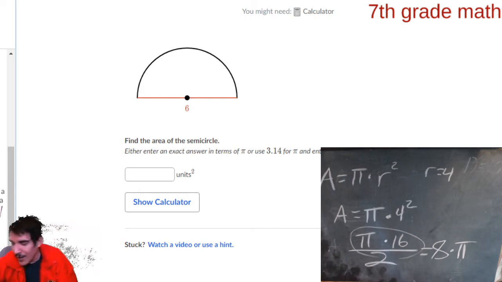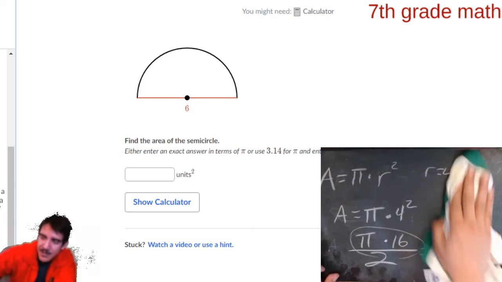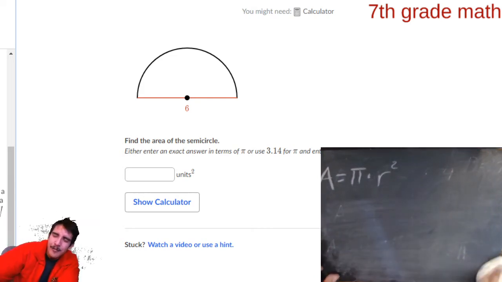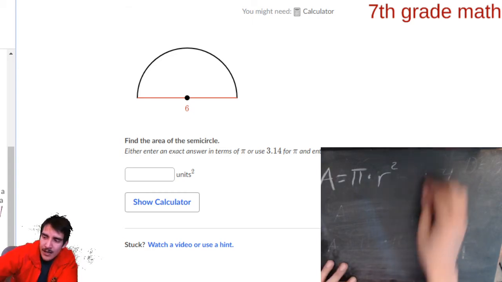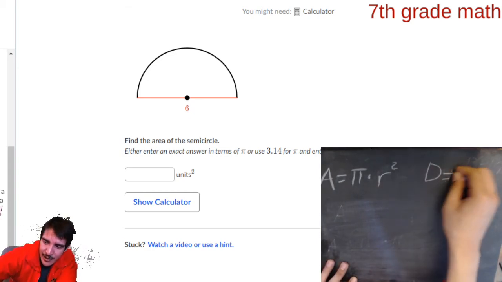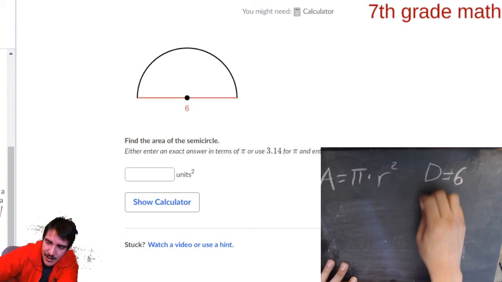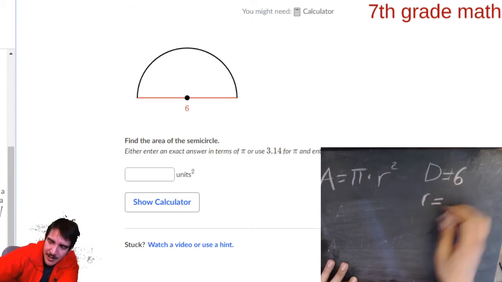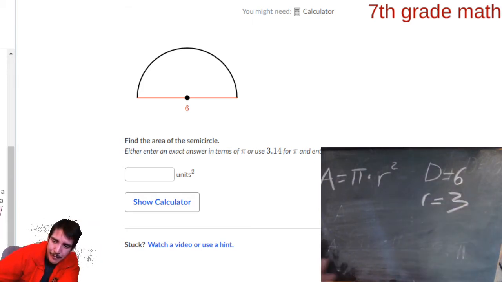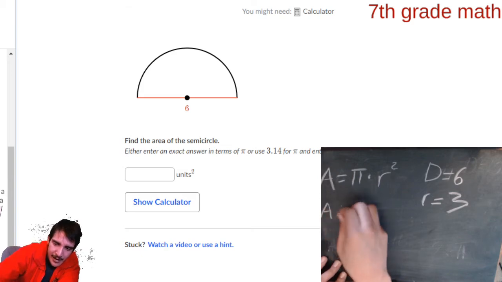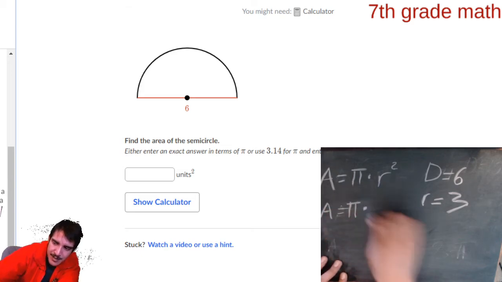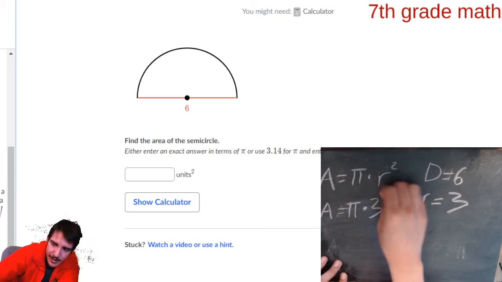And then finally we have a semicircle. So a semicircle is going to be half again. In this case, we have a diameter because it goes all the way across. If the diameter is 6 all the way across, then the radius is 3 halfway across, right? Area equals pi times 3 to the second power.